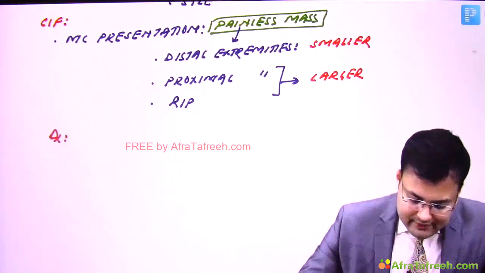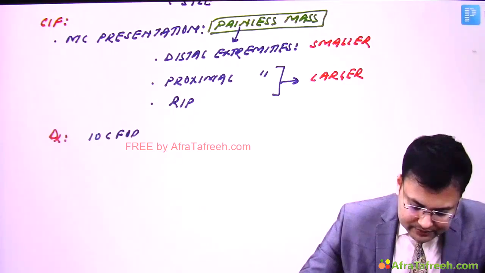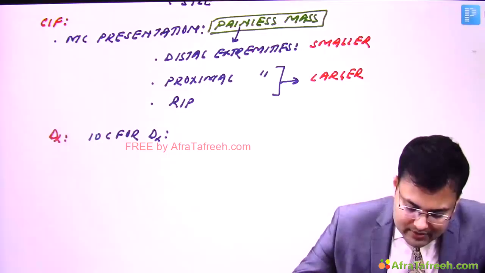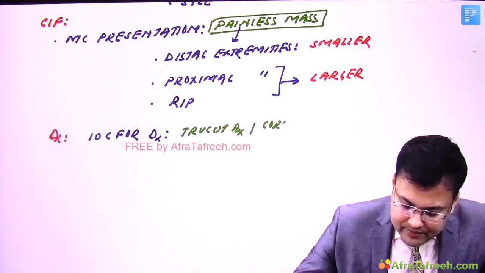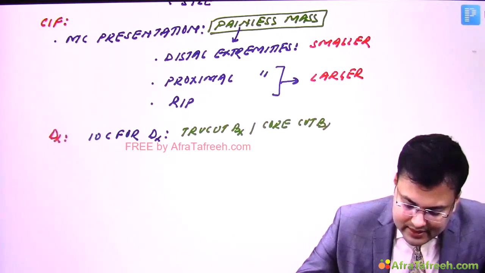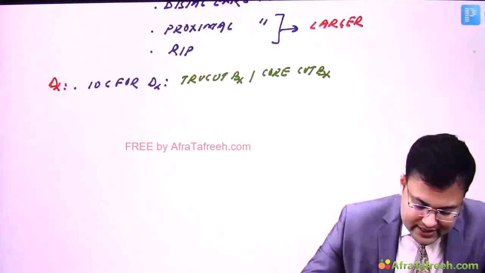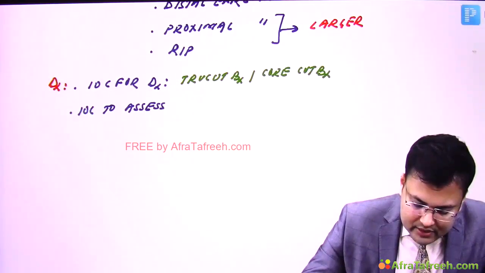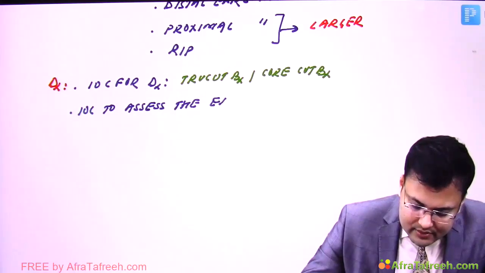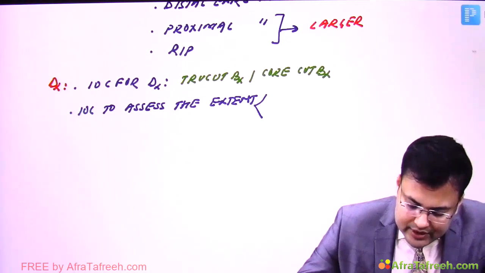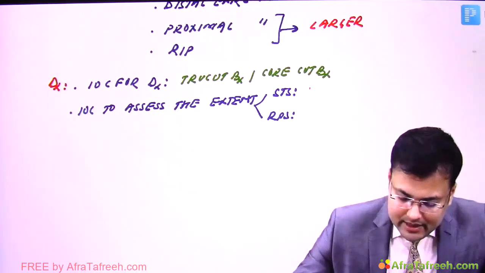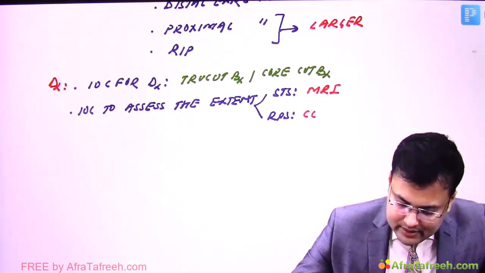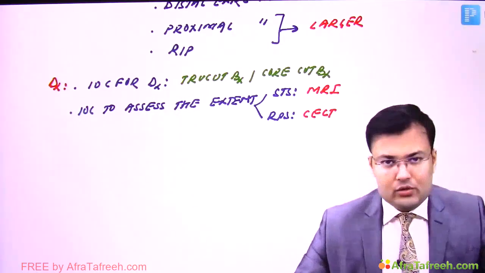Clear? So investigation of choice for diagnosis is true cut biopsy or core cut biopsy, right? Investigation of choice to assess the extent: clear? So in soft tissue sarcoma, it is MRI. Here it is MRI, and in retroperitoneal sarcoma, this is what? CT. Now coming to the treatment.